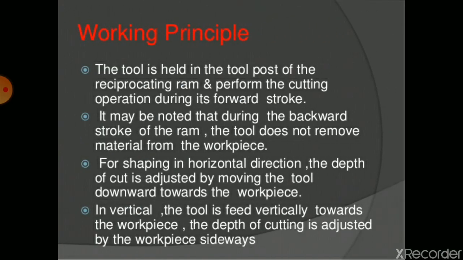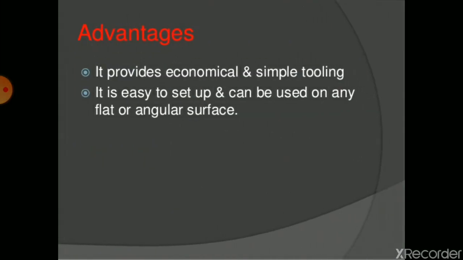The working principle: the tool is held in the tool post of the reciprocating ram and performs the cutting operation during its forward stroke. It may be noted that during the backward stroke of the ram, the tool does not remove material from the workpiece. For shaping in the horizontal direction, the depth of cut is adjusted by moving the tool downward towards the workpiece. In vertical shaping, the tool is fed vertically towards the workpiece. The depth of cut is adjusted by moving the workpiece sideways.